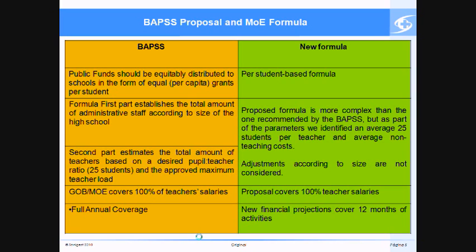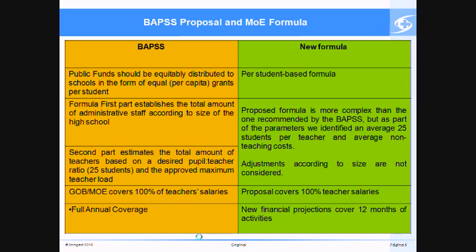Secondly, BAPS also proposed that the formula establish the total amount of administrative staff according to the size of the school. Third, that the total amount of teachers be based on a desired pupil-teacher ratio of 25 students and the approved maximum teacher load. The formula that is proposed is a bit more complex than the one recommended by BAPS, but as part of the parameters we identified an average of 25 students per teacher as per the BAPS model, and average non-teaching costs. Adjustments according to the size are not considered in this new formula.